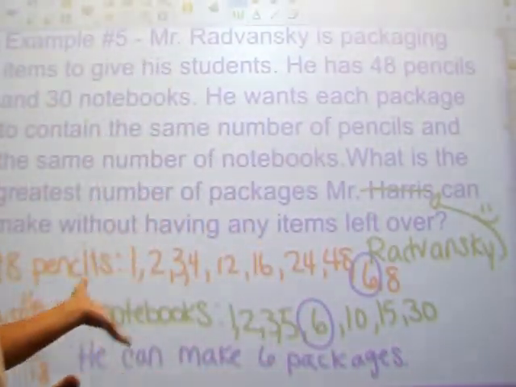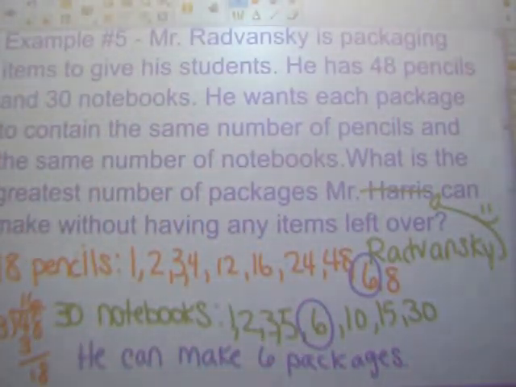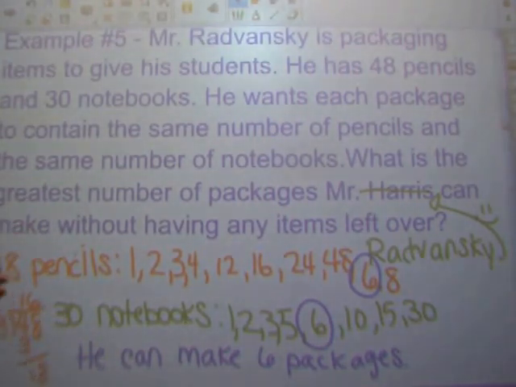So my question is, if he makes 6 packages, how many pencils would be in each package, and how many notebooks would be in each package?